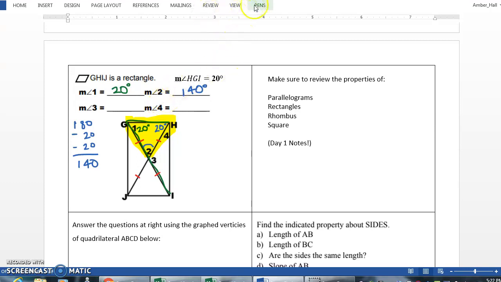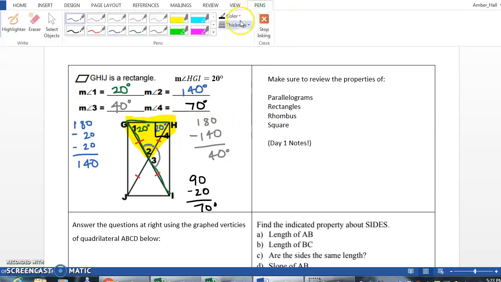Now I'm already looking at angle 3, and I can see that angle 2 and angle 3 are supplementary, or they add up to 180 degrees. So I can take 180, subtract angle 2 away from it, and I get that angle 3 is 40 degrees. Lastly, I need to figure out angle 4. And I know that it is a rectangle. Therefore, all 4 vertices are 90 degrees. So angle 4 has to add up to 90 degrees with this angle. So I can simply do 90 minus 20, and angle 4 has to be 70 degrees.